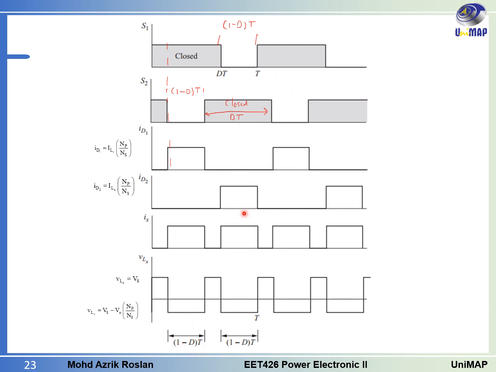Okay, so we can see that we have this duration, for a period of double this. From here to here we have 1 minus D times T, and from here to here we have 1 minus D times T. So during this period of time, 2 times 1 minus D times T, we have the voltage of this one, and for the remaining part here we have the voltage of VS. We will use this when we come up with the output voltage equation later on.